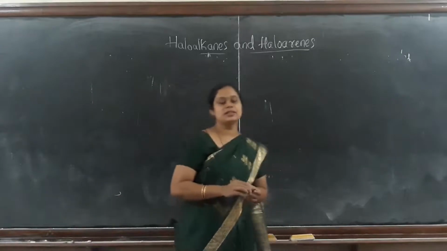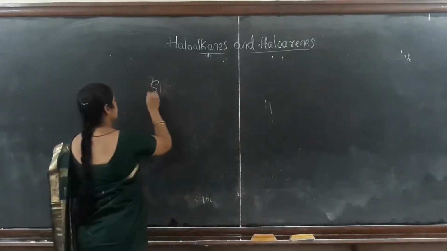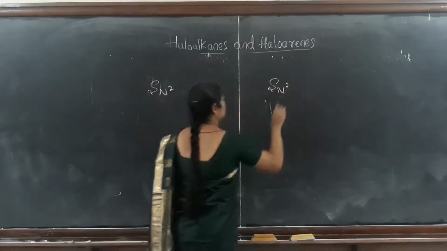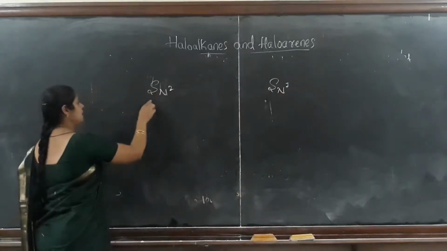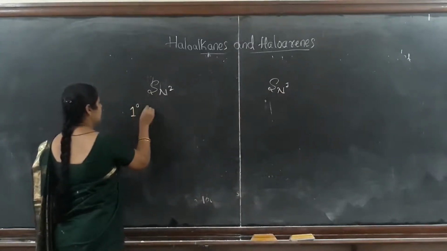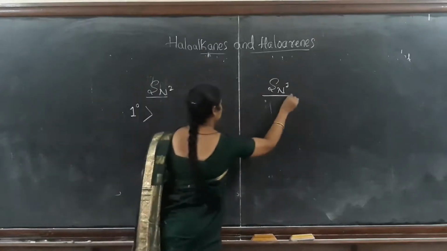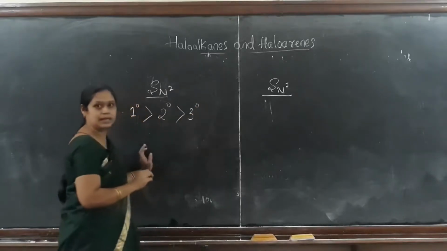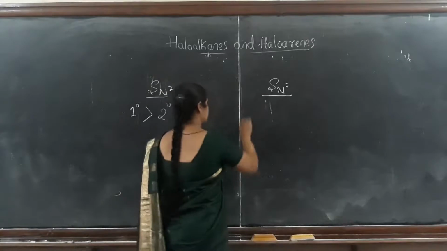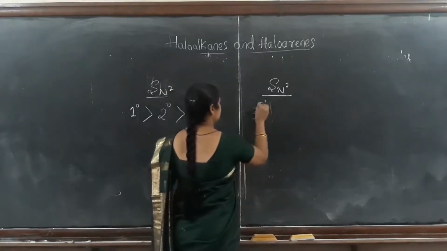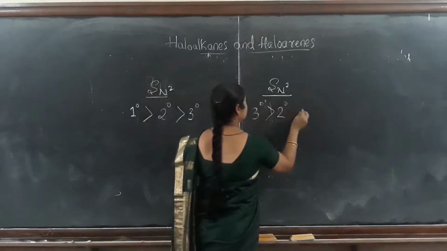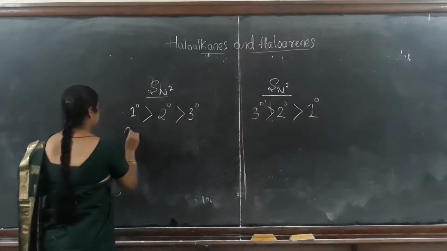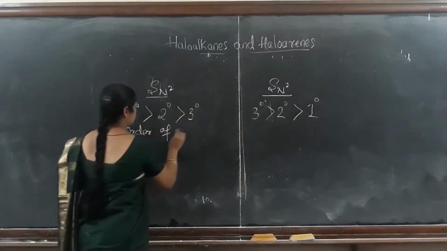Let us see the distinction between SN2 and SN1 mechanisms. Here, in SN2, primary alkyl halides are more reactive than secondary alkyl halides, and these are more reactive than tertiary alkyl halides. In the case of the SN1 mechanism, tertiary alkyl halides are more reactive than secondary alkyl halides, and then these are more reactive than primary alkyl halides. So this is the order of reactivity.